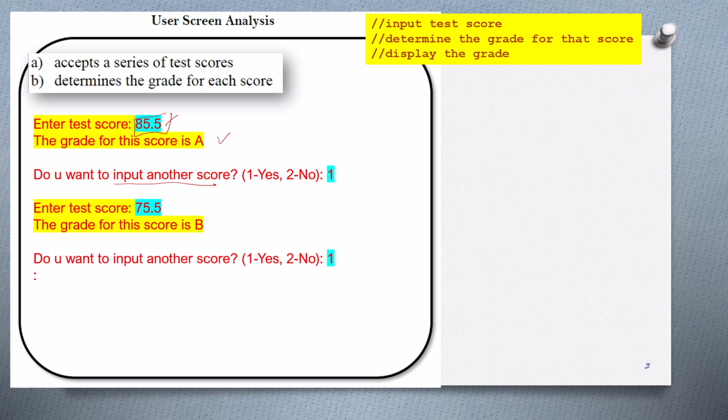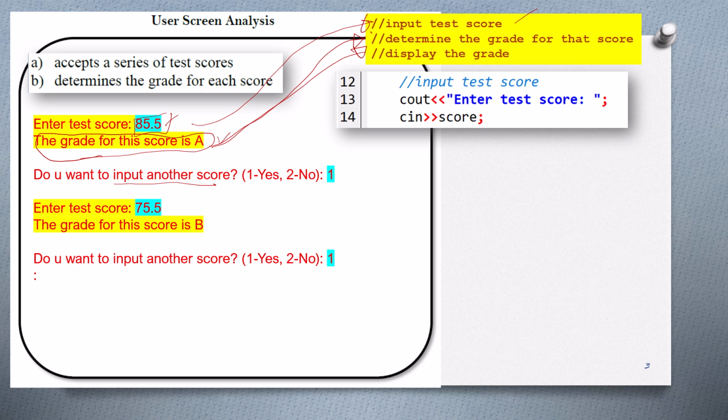So here is this simple algorithm that you can use. First, you input the test score, which is this one. Next, you have to determine the grade for that score. In order for you to display this, you have to have a process here, if it is A, B, C, D, or E. So here is another process. Next one, display the grade. So these two belong to this one: determine and display.